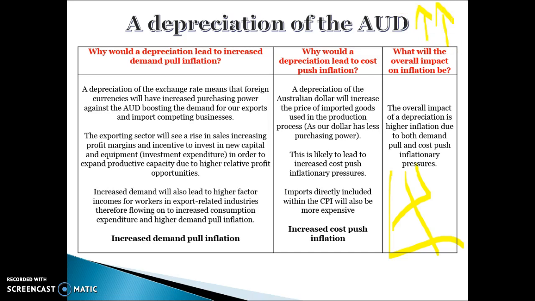From a demand side perspective, a depreciation of the dollar means that foreign currencies have increased purchasing power against the AUD. Make sure you define that in your answer, and that boosts their demand for our exports. They're cheaper for overseas countries, and that increases export demand. This leads to an increase in sales for the export sector, which is likely to lead to increased investment spending, and potentially will lead to higher incomes and increased consumption spending as well. So both of this will lead to increased X, increased C, increased I, and all of that's going to lead to increased demand for Australian goods and services, which will flow on to increased demand pull inflation.